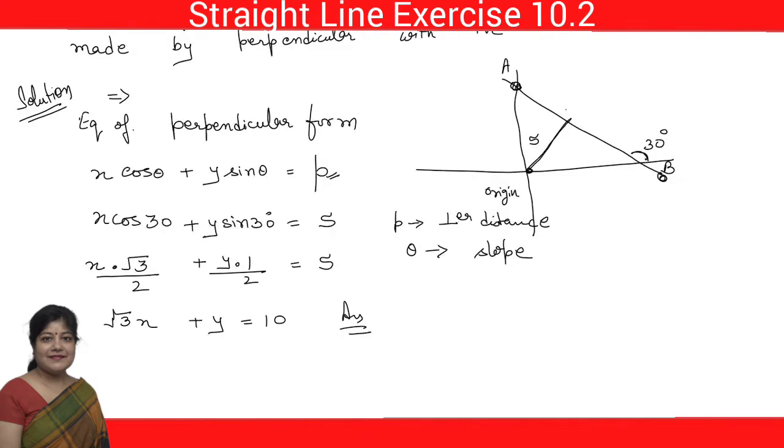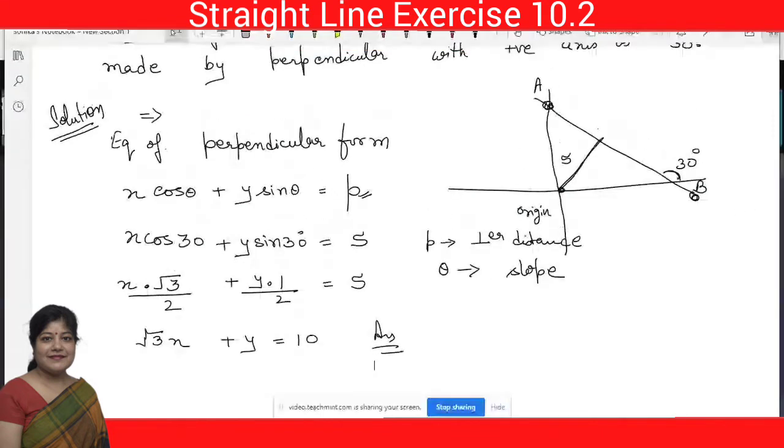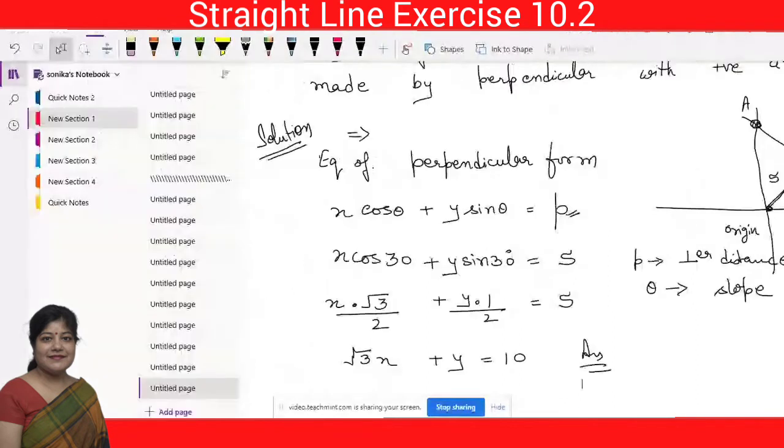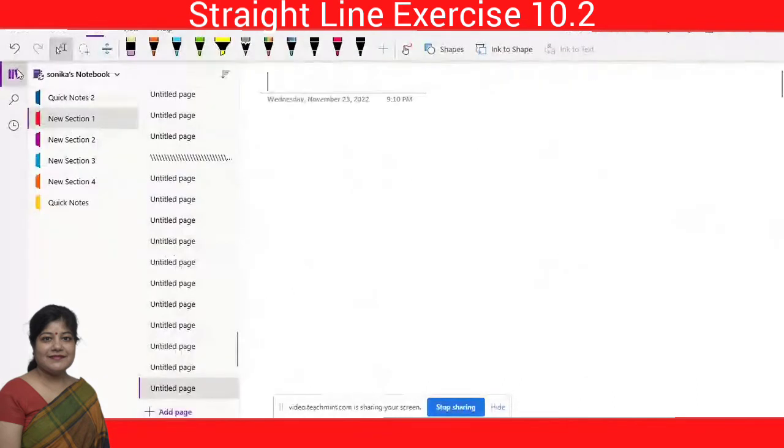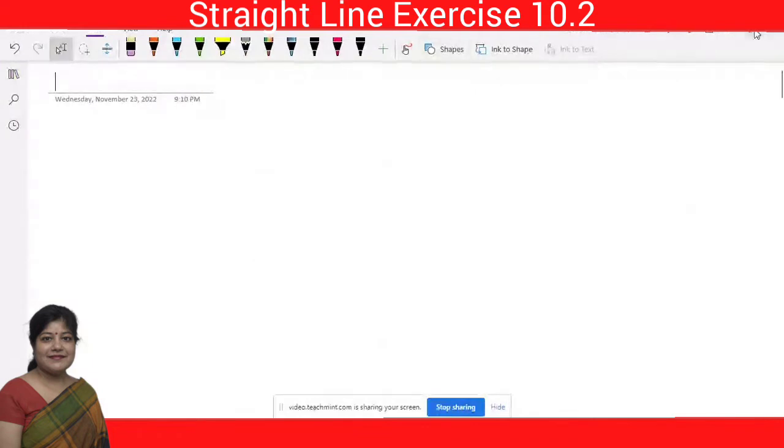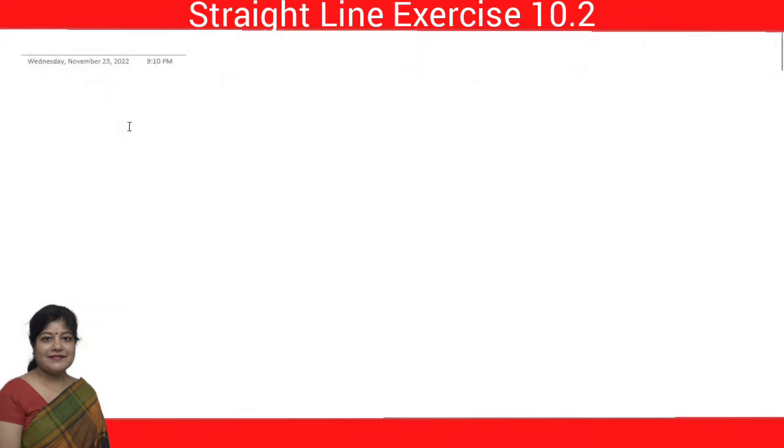Now this next question, question number 9, is very important. Okay, just mark it. Now I'm going to explain it. The vertices of a triangle are given and we have to find the equation of the median.